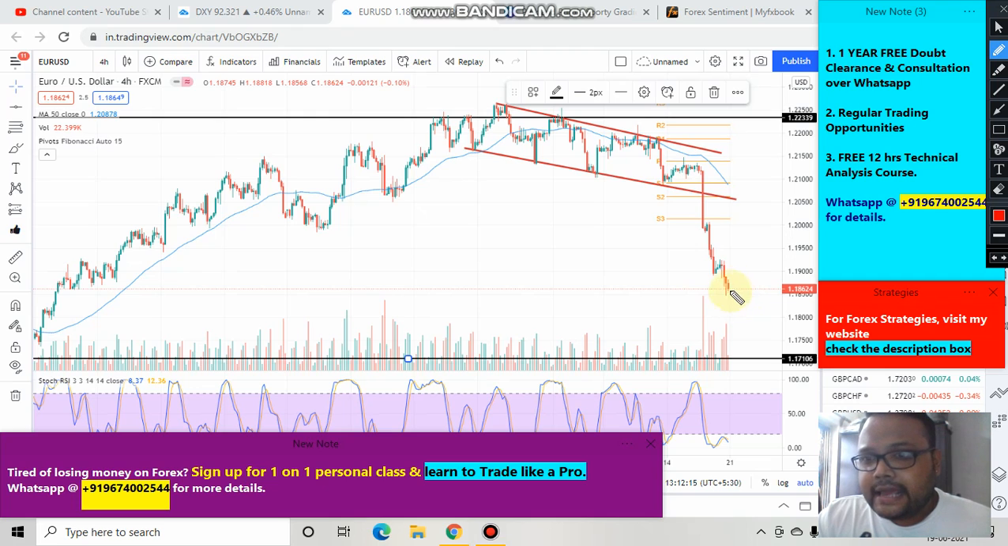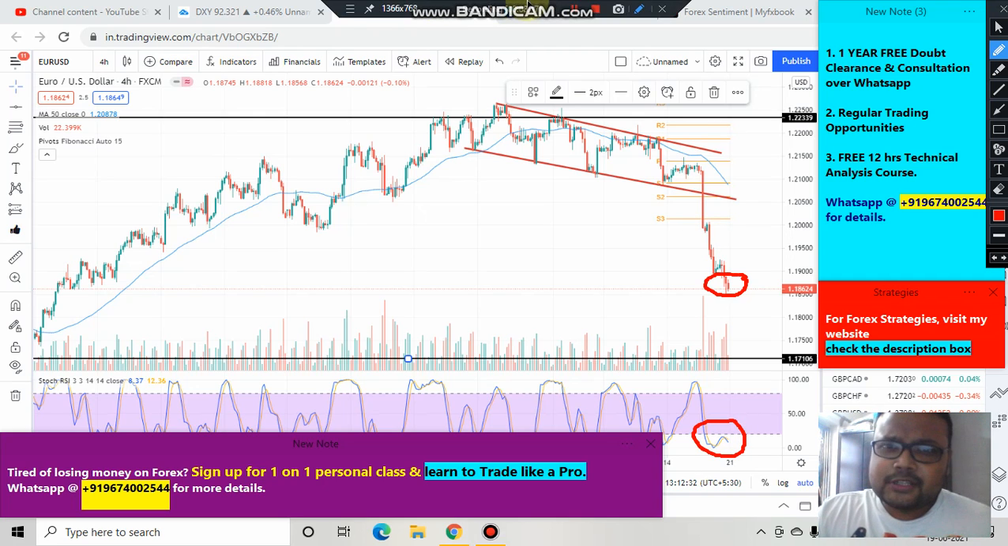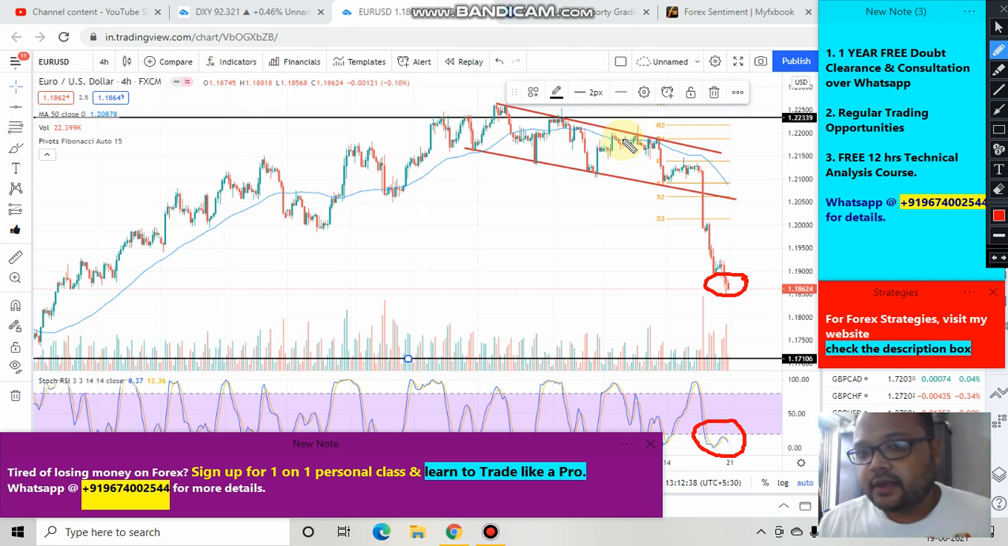Right now market is at 1862 level. This is the current market price, and also you can see that stochastic RSI is in the oversold zone. So let the market open on Monday, just see how the price is reacting. There is a possibility that we will not see the same selling pressure that was present this week. Let the stochastic RSI go up.